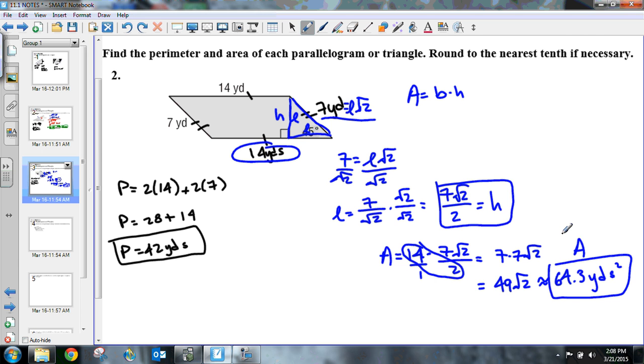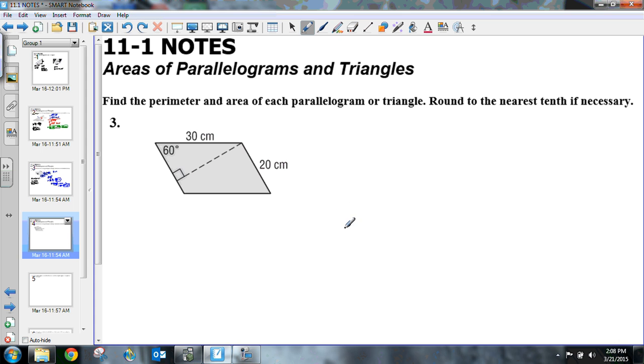So now let's take a look at the next one. The next one's similar to the one we just had, but what I have here is another parallelogram. Again, I know that these segments are congruent, so I know that this is 30 centimeters. I know that these segments are congruent, so that this is 20 centimeters, all right? And so my perimeter would be 2 times 20 plus 2 times 30.